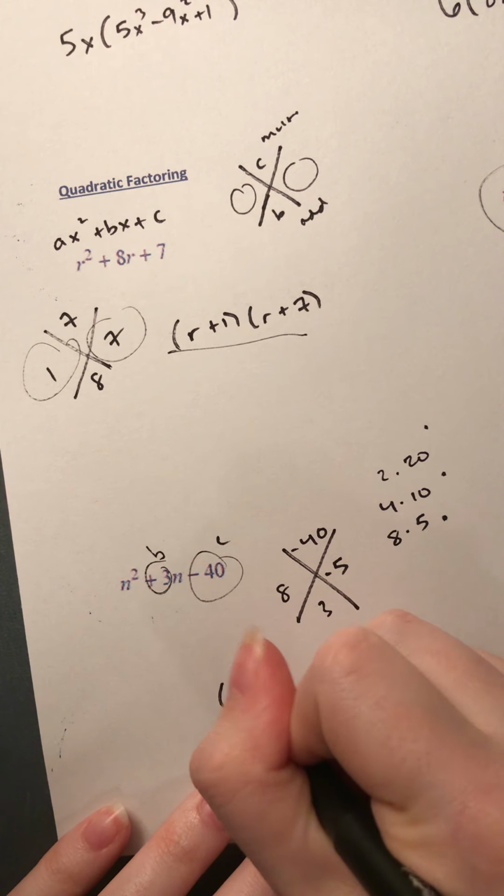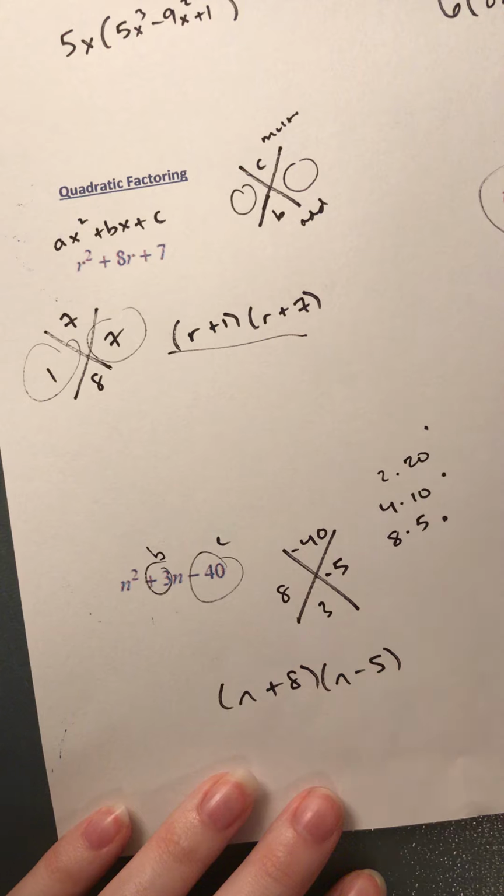So your chunks are n plus 8 and n minus 5. Factored.